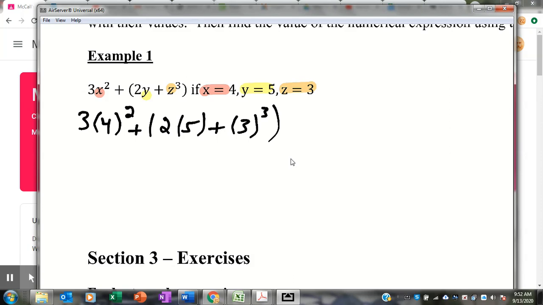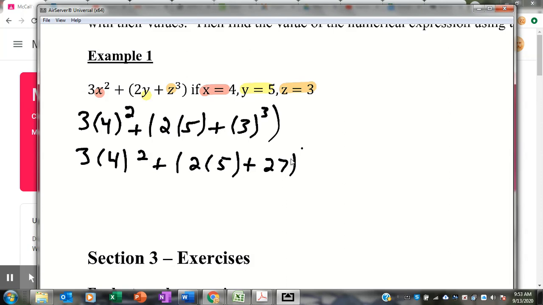Now from there, we're going to follow PEMDAS. PEMDAS says parentheses first. So we're going to look on the inside of here and here. Looking on the inside, we have a couple different operations: multiplication, addition, and exponents. According to PEMDAS, parentheses, and then exponents is the next thing. So we're going to have 3 times 4 squared plus 2 times 5 plus, now remember, 3 to the third is not 9. It's 3 times 3, which is 9, times 3, which is 27. So there's our first step.